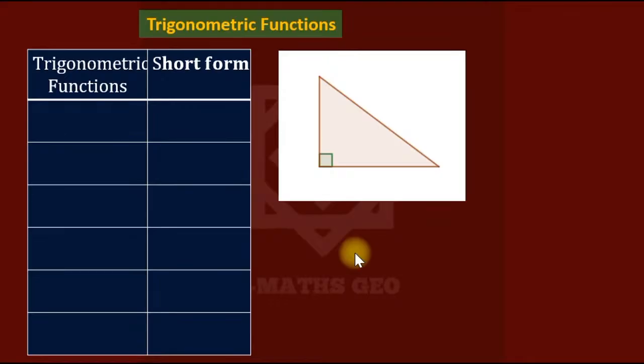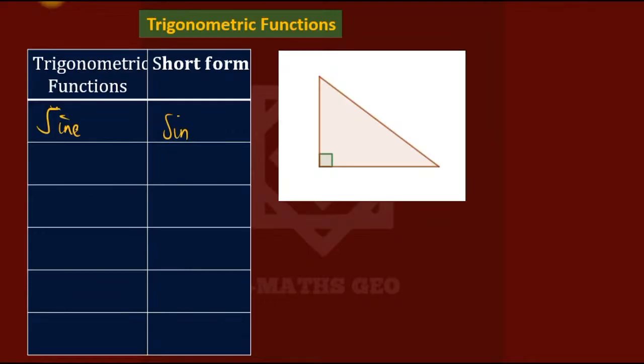We're on trigonometry. And the first thing we have to learn here is the trigonometric functions. We have 6 of them. The first one, I'm going to write the full name and also the short form, the way we write it. So the first one is sine. The short form is sin.